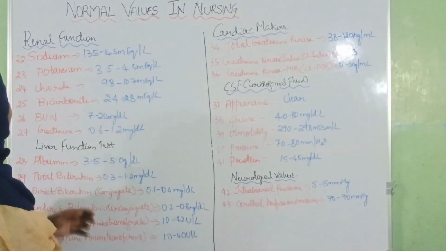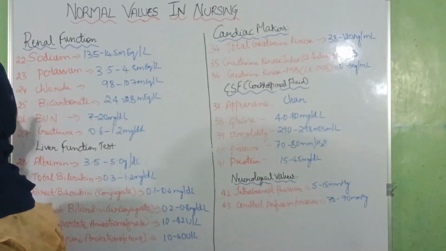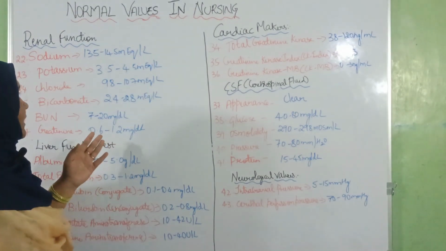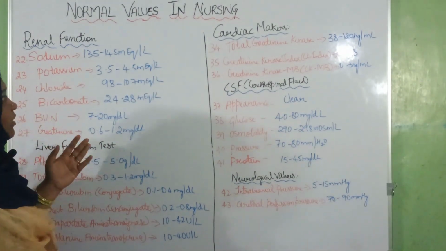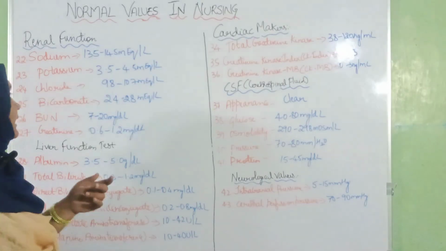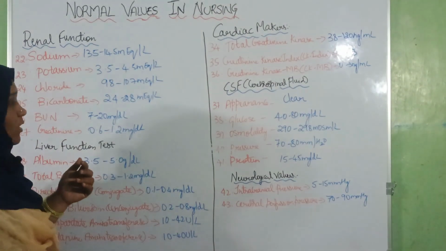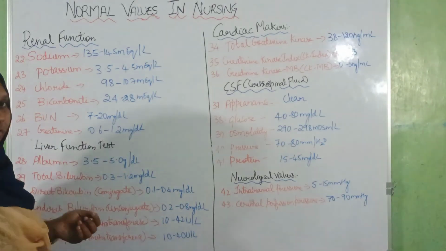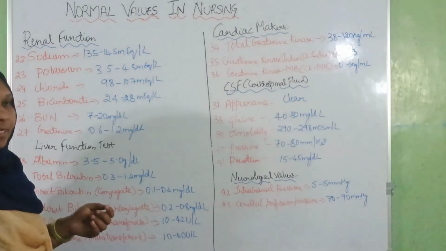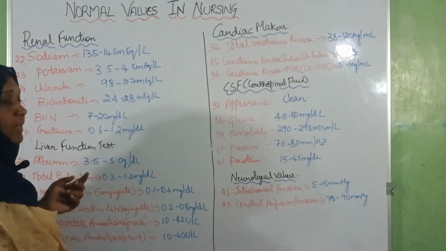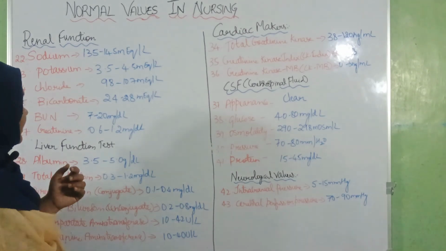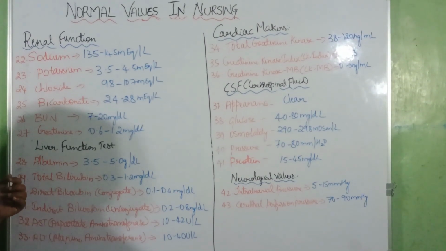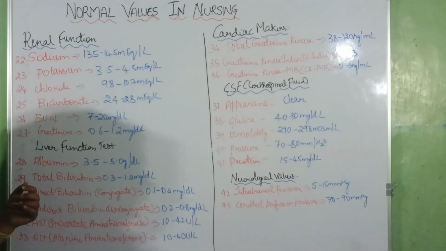So next normal values is renal function. So sodium, the normal value is 135 to 145 milli equivalent per liter. Potassium, that is 3.5 to 4.5 milli equivalent per liter. Chloride, it is 98 to 107 milli equivalent per liter. Bicarbonates, that is 24 to 28 milli equivalent per liter. BUN, that is blood urea nitrogen, that is 7 to 20 milligram per deciliter. Next creatinine, the normal value is 0.6 to 1.2 milligram per deciliter.